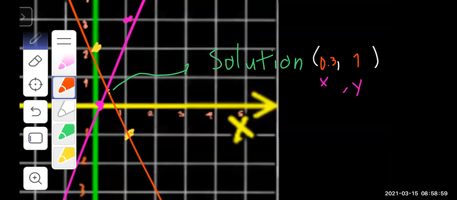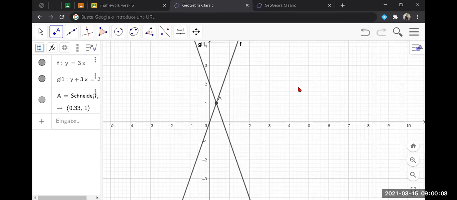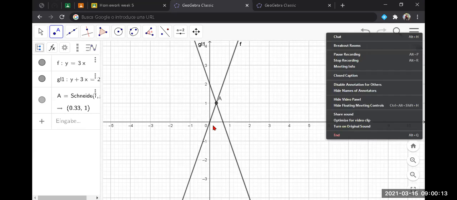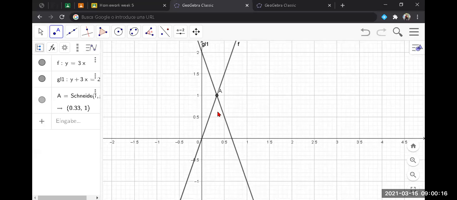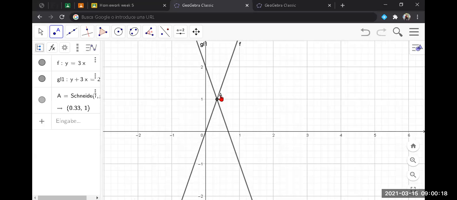Let me show you something. As you can see here, guys, what is my solution? Take a look, guys. I'm using GeoGebra to confirm my solution. Maybe my graph is not the best. That's why I didn't get the exact one here. But if you're using a ruler and paper, you're going to get this answer accurately. So the answer is 0.33 and 1. x equals 0.33 and y equals 1 make this equation true. This is the first equation and the second equation. That is my solution, guys. Okay, let's move on.